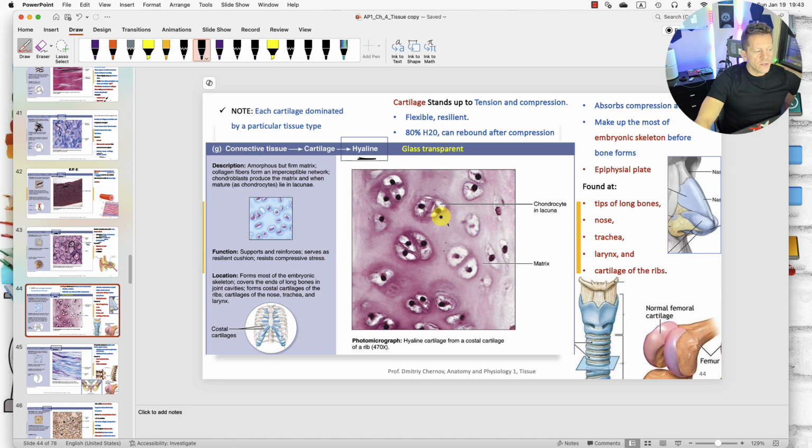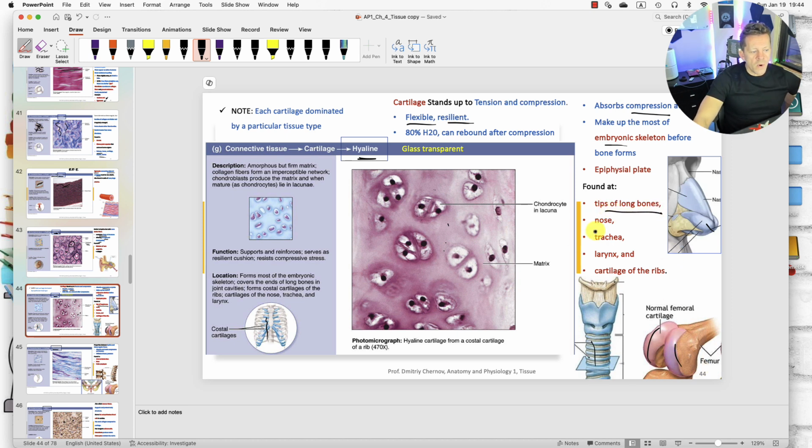So the most abundant cartilage gives a bluish appearance, flexible and very resilient, absorbs compression at joints, and makes up most of the skeleton. So when we discuss the skeletal system, you will see that within the costal ridges, within the ribs, there's hyaline cartilage, in the trachea, and at the tip of the nose. Not here, here's the bone, but the tip of the nose is cartilage, and at the end of the long bones, also hyaline cartilage.